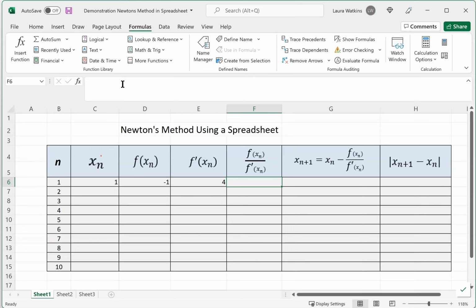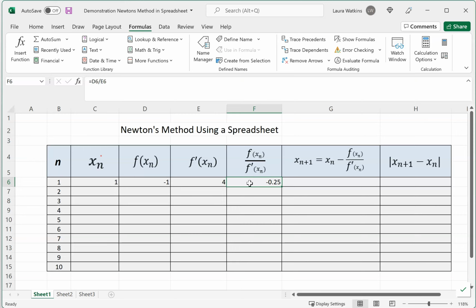Continuing on, the header of this particular column tells me what I want to do. I want this to be equal to the function value over its derivative. Well, the function value is here in location column D, row 6. So we want D6 divided by the derivative, so E6. Notice it lights up both of those, and they are color tied together. And we're going to hit enter.